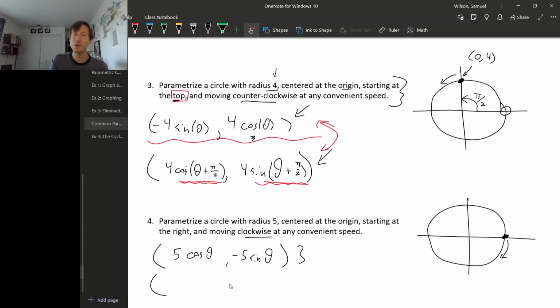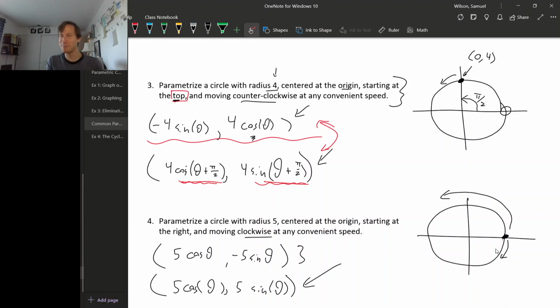There's another way to think about how we're parametrizing this situation, which is this. If we write down our normal parametrization for a circle of radius 5, that would be 5 cosine theta and 5 sine theta, like this. But this parametrization doesn't go clockwise, it goes counterclockwise, so it goes this way. Well, what we need to do is essentially reverse time, right? We need to run time backwards. And to do that, just put a minus sign in front of the parameter.